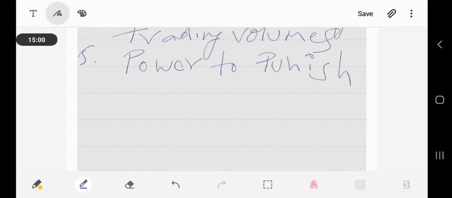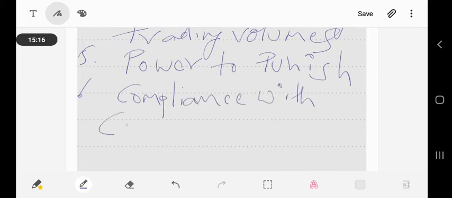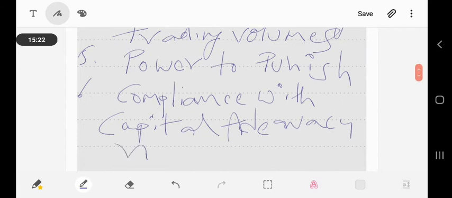And the next one is compliance with capital adequacy norms. Appropriate capital adequacy norms should be set and implemented.